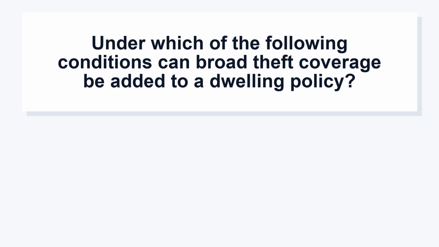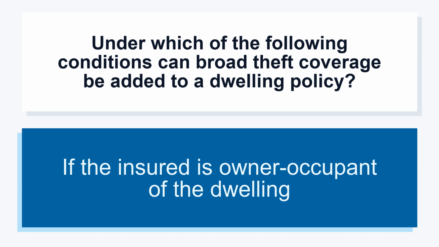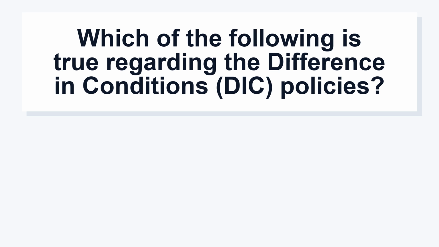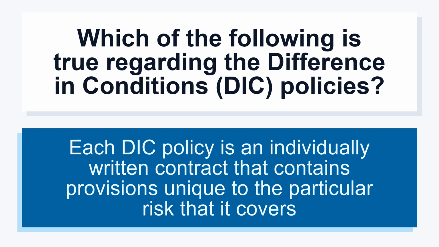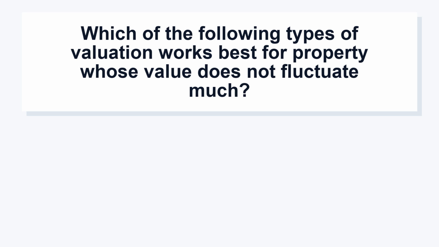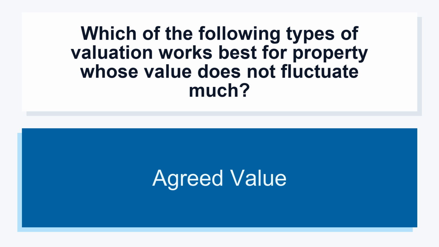Under which of the following conditions can broad theft coverage be added to a dwelling policy? If the insured is owner-occupant of the dwelling. Which of the following is true regarding the difference in conditions, DIC, policies? Each DIC policy is an individually written contract that contains provisions unique to the particular risk that it covers. Which of the following types of valuation works best for property whose value does not fluctuate much? Agreed value.